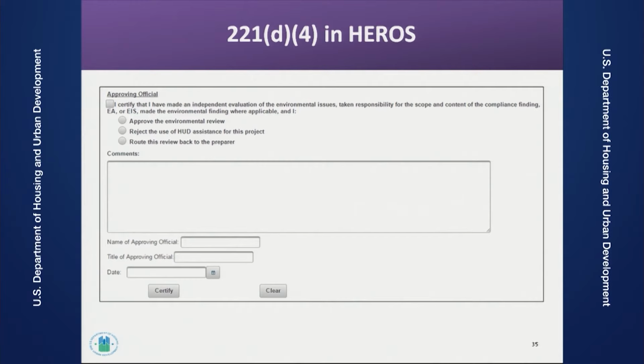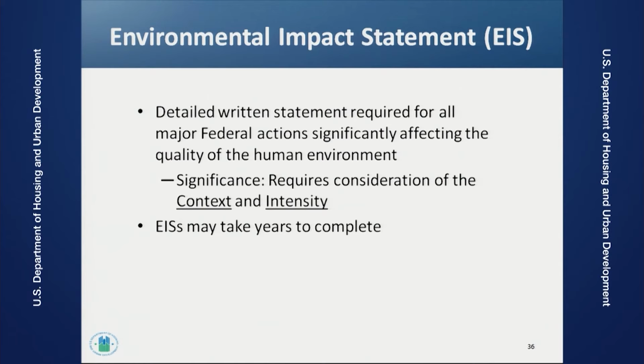Our last level of review is the environmental impact statement. This is going to be a very long document prepared only for projects that are found to have a significant impact on the quality of the human environment. And again, these are going to take 1 to 2 years to complete.